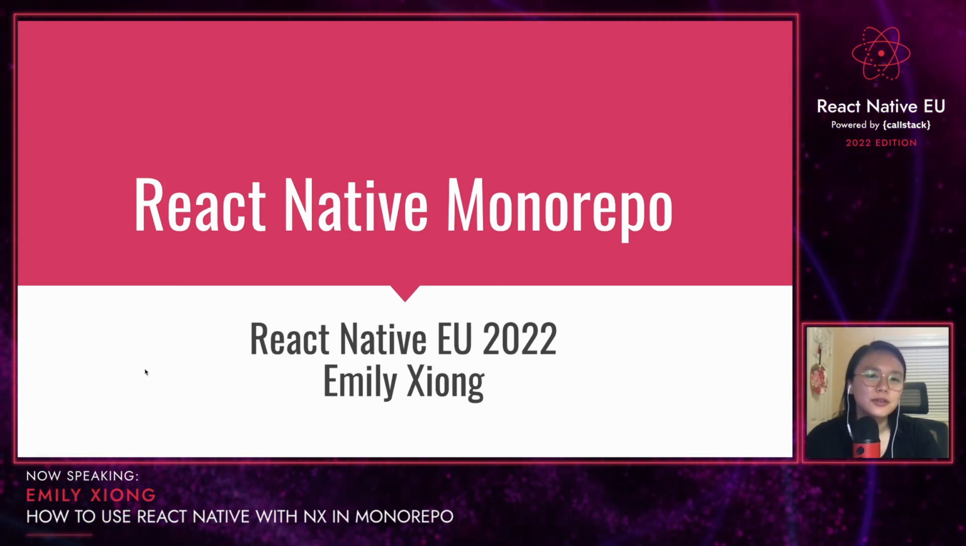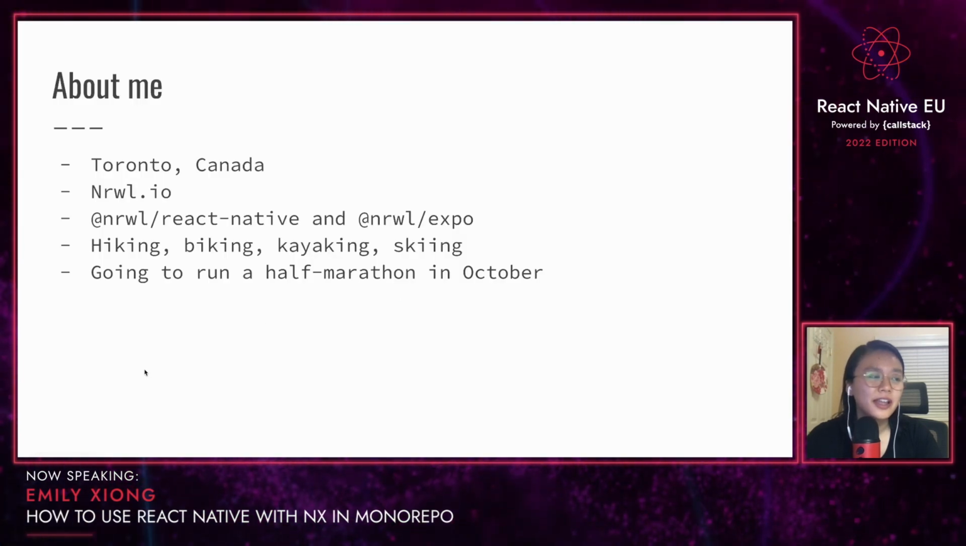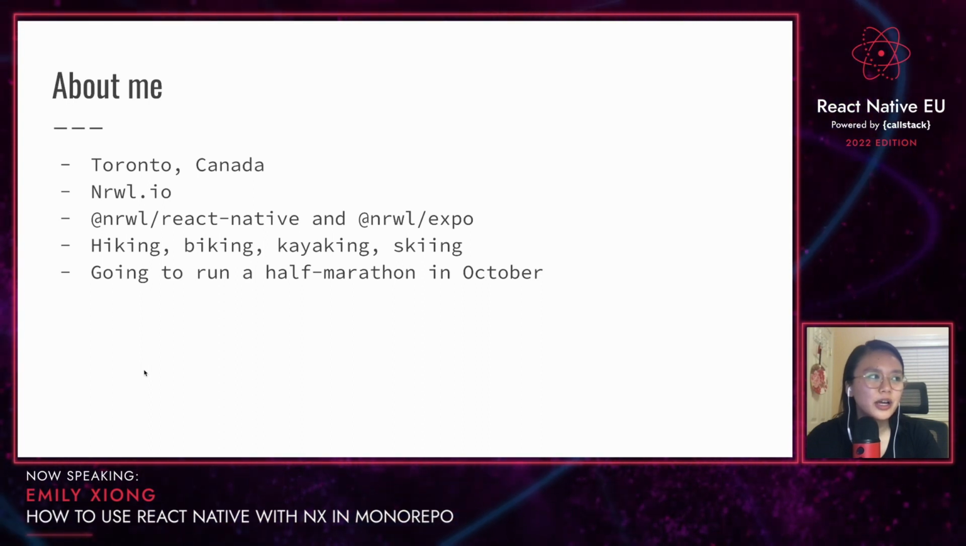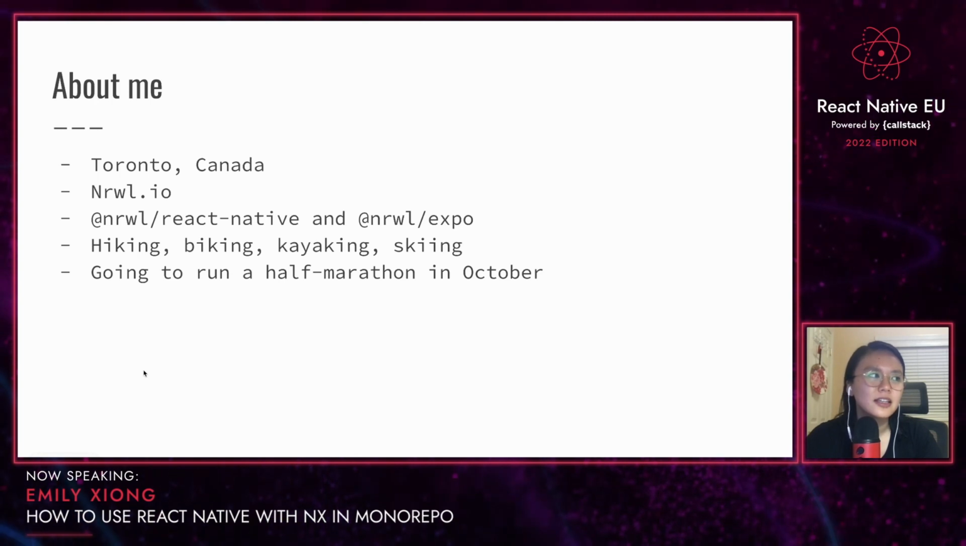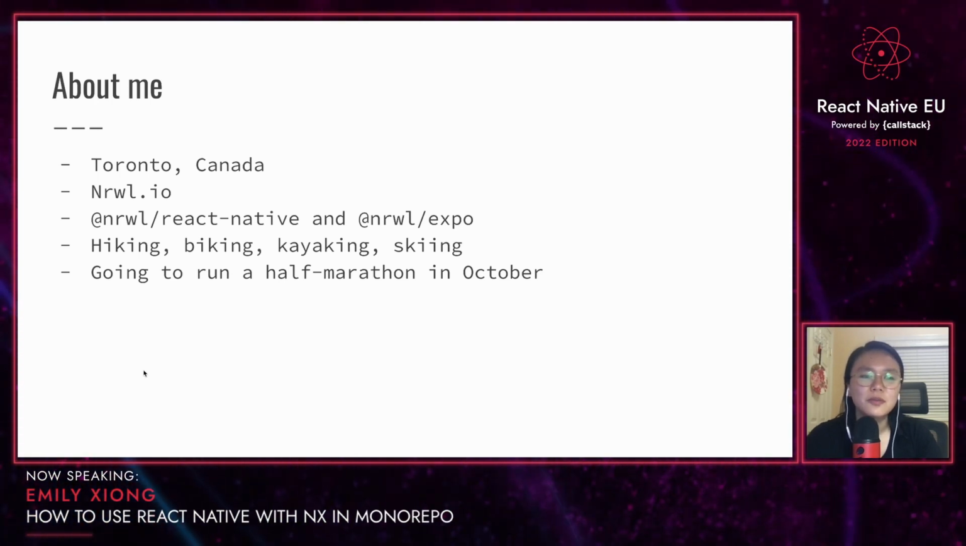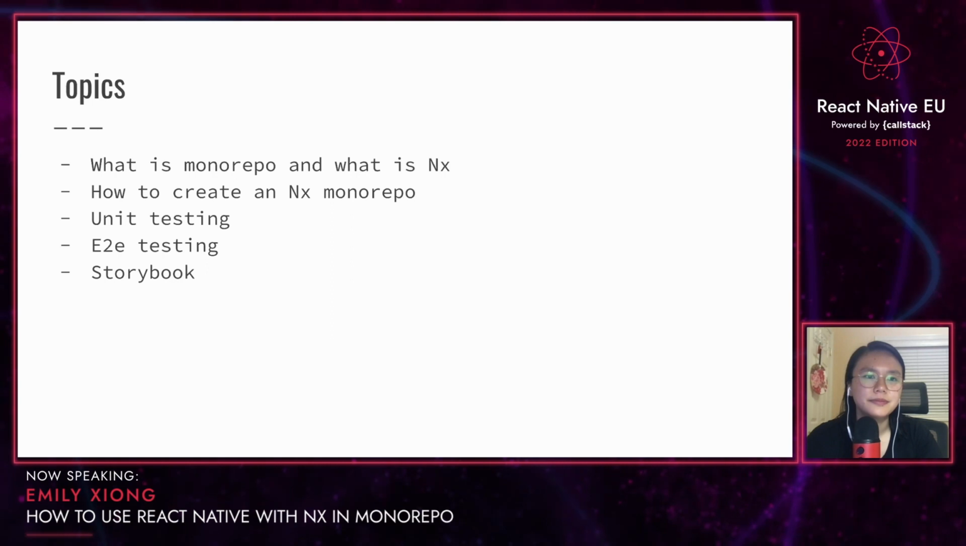So first, let me introduce myself. I currently live in Toronto, Canada, and I work for a company called Narwhal.io. Our company has this open source software called NX, which helps you to manage your monorepo. I am a developer for the library Narwhal React Native and Narwhal Expo. I like hiking, biking, kayaking, and skiing, and I'm going to run a half marathon in October this year.